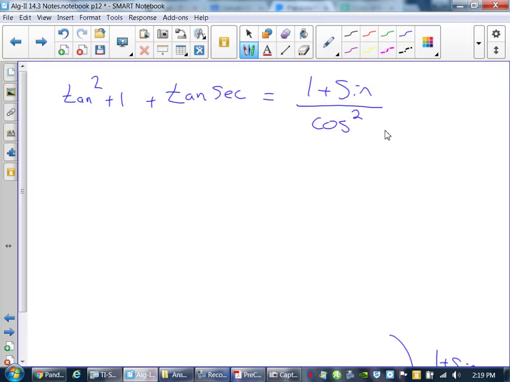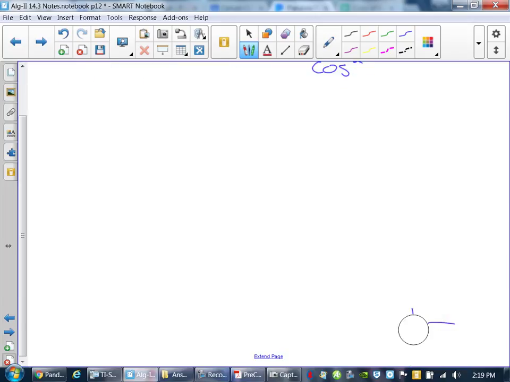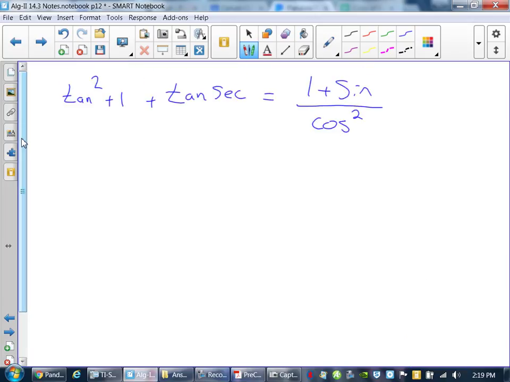Whatever. Tangent squared plus 1 plus tangent. This is 18 on the same page. Hold on. Don't get ahead of yourselves. So you have tangent squared plus 1 plus tangent times secant equals 1 plus sine over cosine squared. Let everybody else write it down.